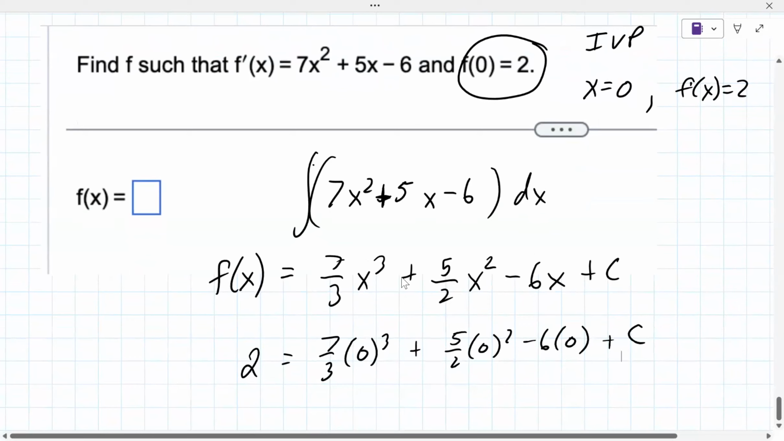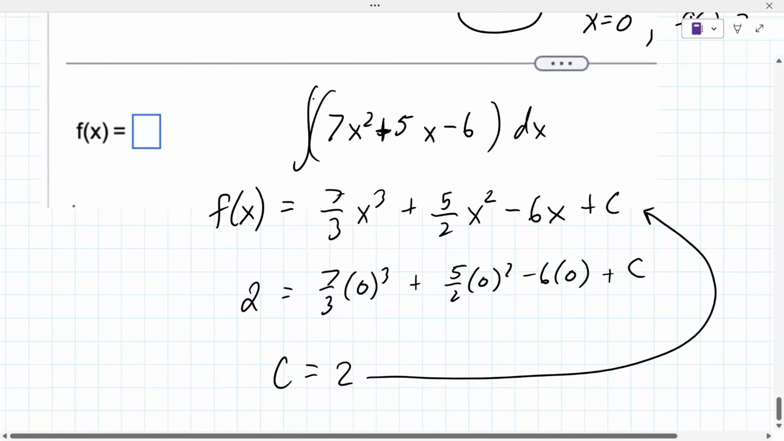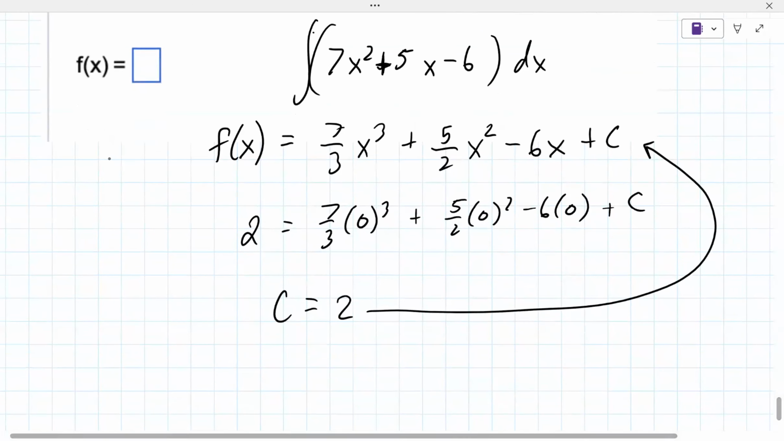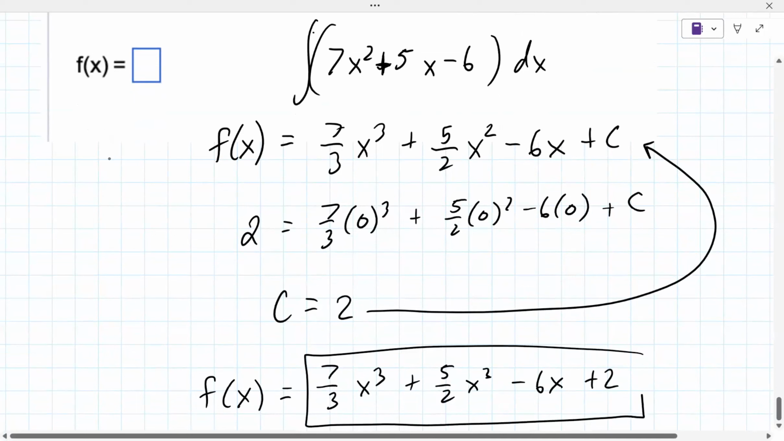What this means is these all go away, because 0 to any power is 0 and 6 times 0 is 0. But it does not mean that C is always whatever the number is. That's a classic mistake to make, to think that C is that. So your answer is your F of X is everything you just wrote, 7/3 x cubed plus 5/2 x squared minus 6x plus 2, like that. Okay.